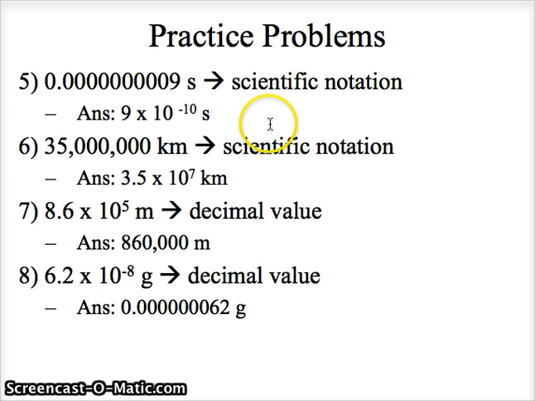So here we have 4 examples for you to work through. The answers are given to you. You have a small number. You move the decimal point to the right, making the integer for the power negative, since we're working with a small number. And we're moving this decimal point a total of 10 times: 1, 2, 3, 4, 5, 6, 7, 8, 9, and 10. The base number has to be between 1 and 9.99999. So our answer is 9 times 10 to the negative 10th seconds.